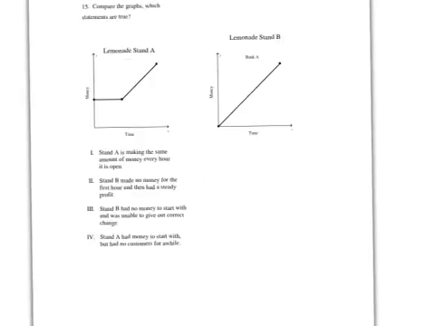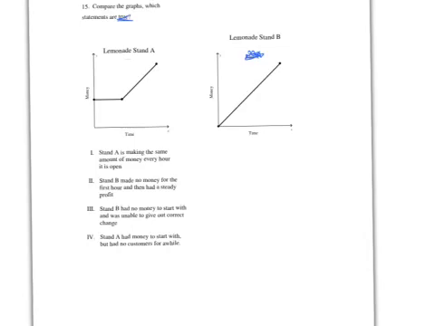15, compare the graphs. Which statements are true? So I'm looking for true statements. We have lemonade stand A and lemonade stand B. This should have actually been eliminated, so we don't need that. We're going to read each of the statements and see how they relate to each of the graphs. So statement 1 says stand A is making the same amount of money every hour it is open. If we're looking at time, we're talking about hours, and we have money here on our y-axis.